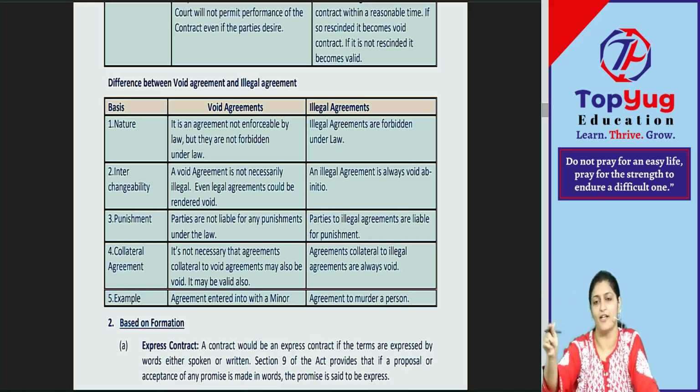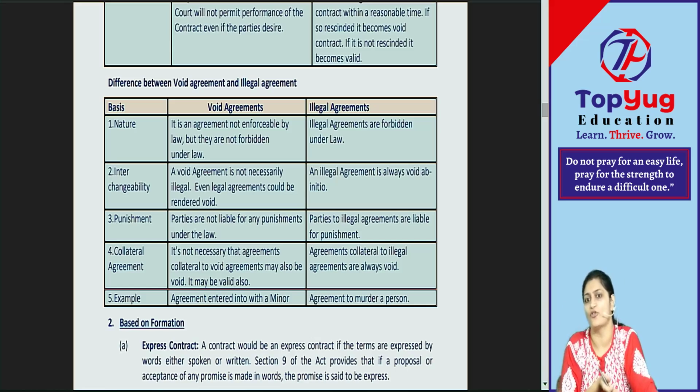Very good. One of the essential elements is not satisfied. That is the reason it is not enforceable. One of the essentials is not satisfied from the very beginning. That is the reason it is a void agreement.